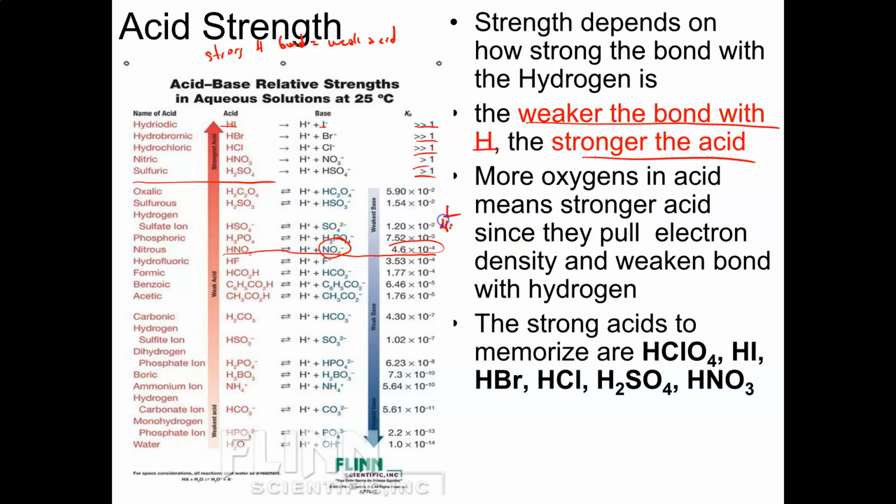It'd be 1 over 4.6 times 10 to the negative 4, right? The reciprocal of your K gives you the inverse reaction. And that's going to be a very large number. So it makes sense that that other side is going to be strong if this side is weak.